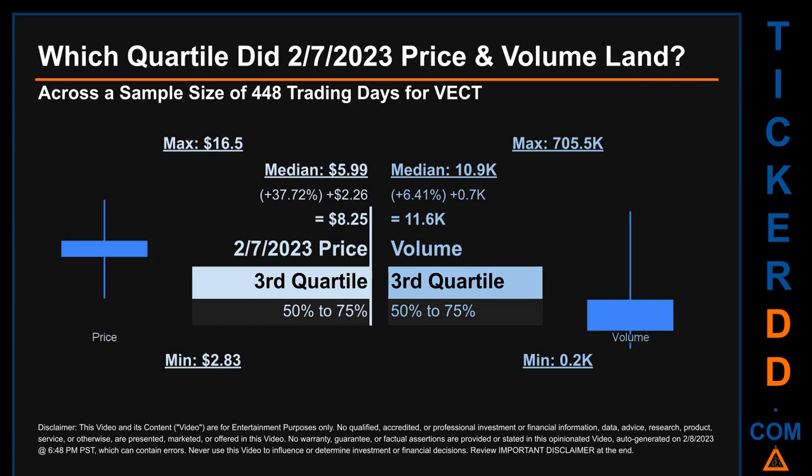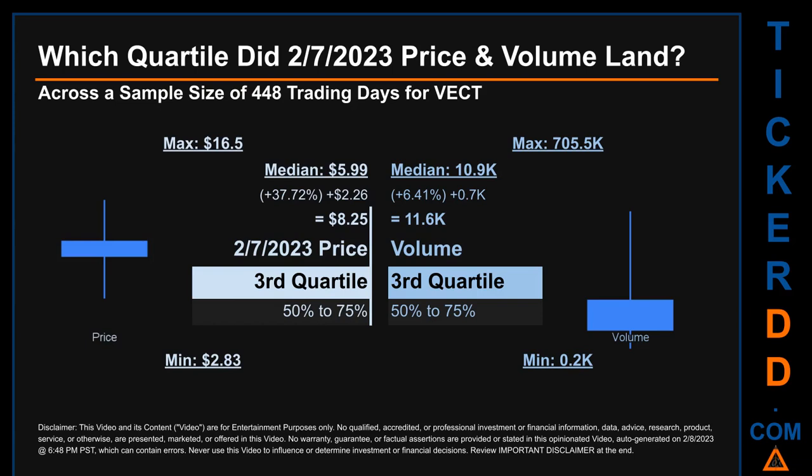Across a sample size of 448 trading days, the maximum end of day price for VECT was $16.50 while the minimum was $2.83. Within that price range, the 7th of February 2023 price, of $8.25, landed within the third quartile, placing it within the 50% to 75% range of all sampled end of day prices.